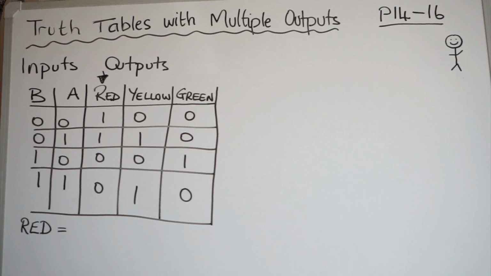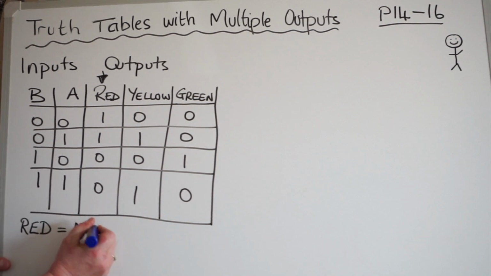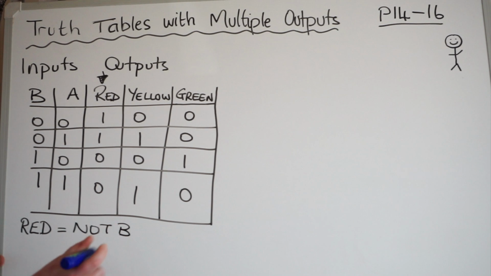The next question you ask yourself is, is it the opposite of any of the input columns? Looking at it, we've got 1, 1, 0, 0, which is actually the opposite of the B input, which goes 0, 0, 1, 1. So therefore what we can say is that red is the same as not B. So we'll write that down. Red is not B.